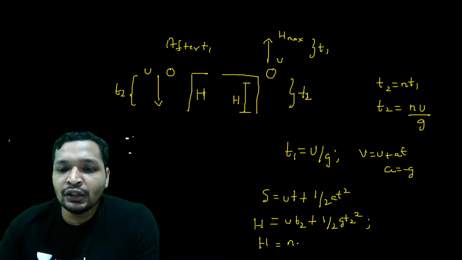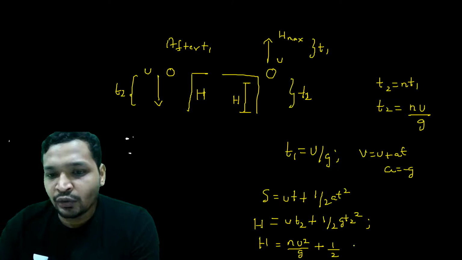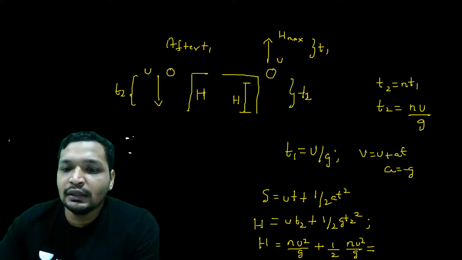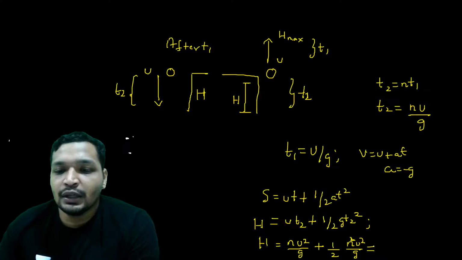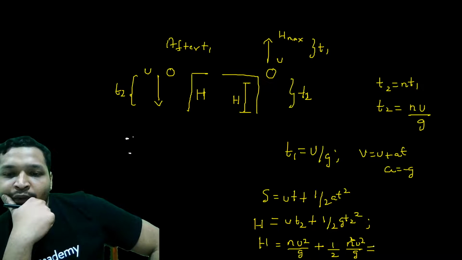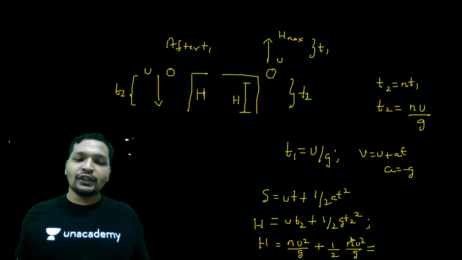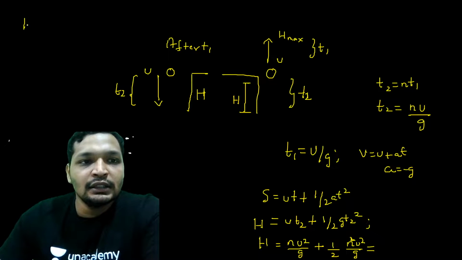This is going to be n into u square by g plus half into g t square, you would again cancel out 1 g and you would have it as n u g, right? Yes. N square would appear over here, which means you need to solve this. You have until here, you can solve the quadratic equation as given in the option. So you finally have something like this.